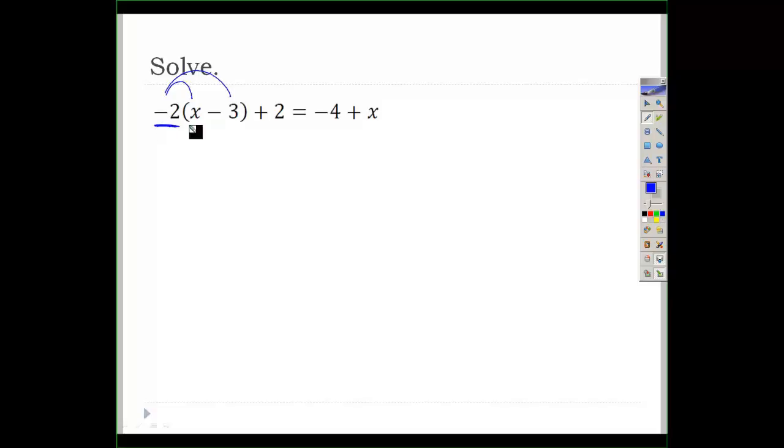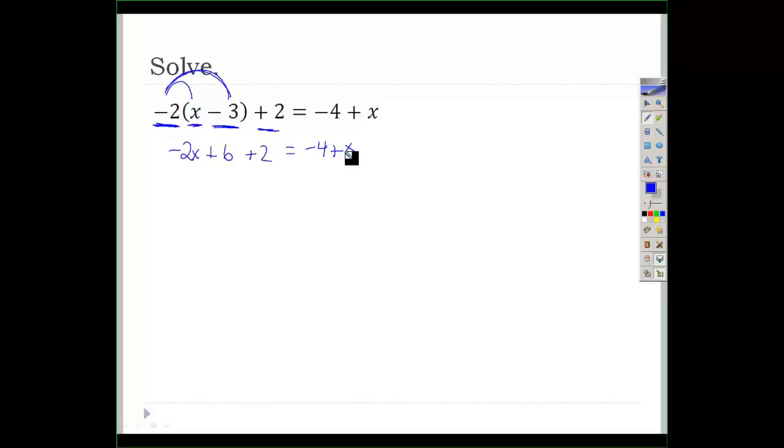So I'm taking negative 2 times x, which is negative 2x. I'm taking negative 2 times, now be careful here, this is really a negative 3. A negative times a negative is a positive 6. I still have this plus 2 out here, so I'm going to write it down. And it's equal to negative 4 plus x. Nothing changed on the right-hand side. So that was step 1, distribute.